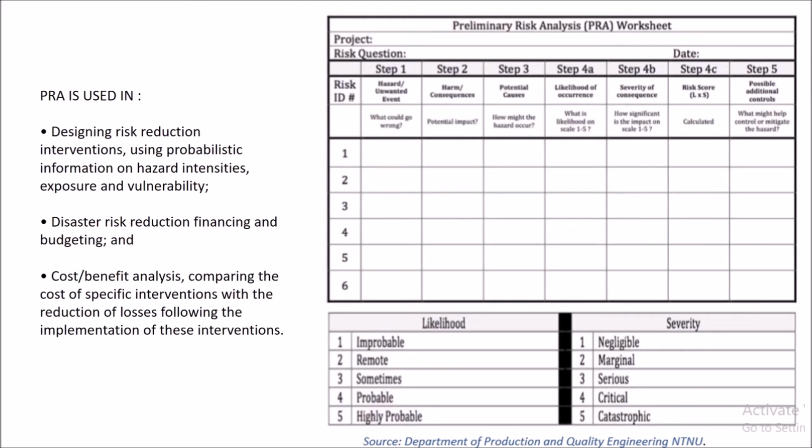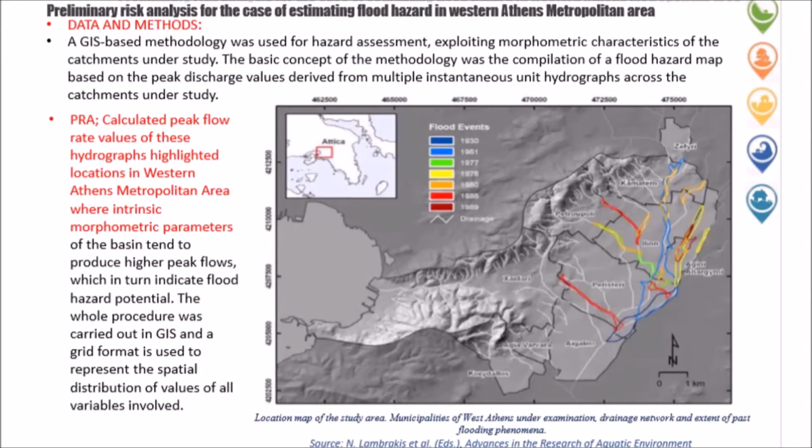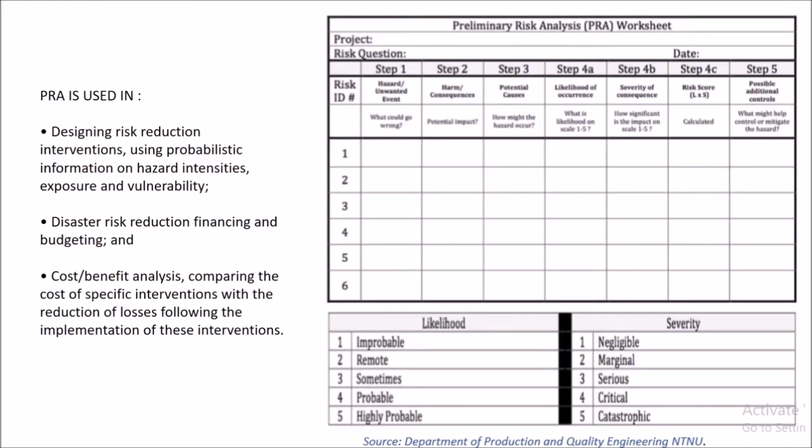The risk score is calculated based on the likelihood of occurrence, that is, what is the likelihood on a scale of 1 to 5, and how significant is the impact on a scale of 1 to 5. And the last step, after one calculates the level of risk, is how to control or mitigate the hazard. So step 5 talks about possible additional controls.